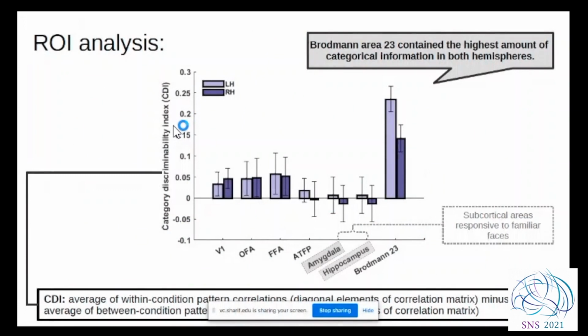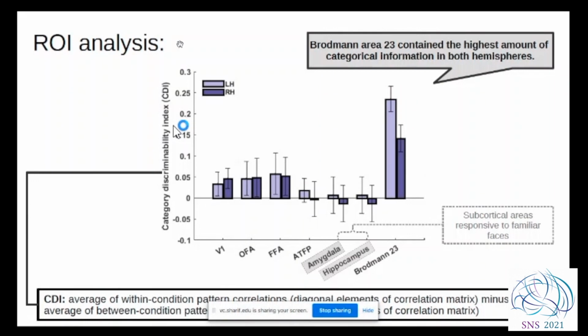We also looked at 2 subcortical ROIs, amygdala and hippocampus, because these 2 regions sometimes show activations for faces. So we also looked at these 2 regions, and again, they didn't have any information about familiar face subcategories.